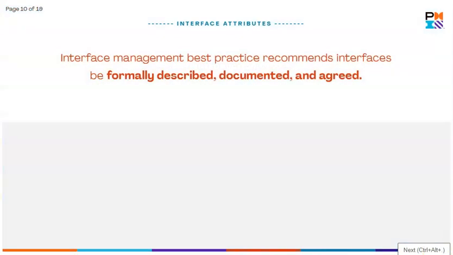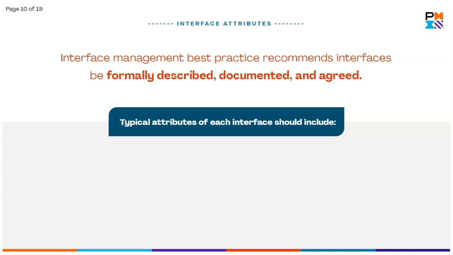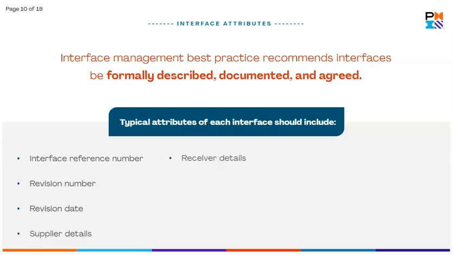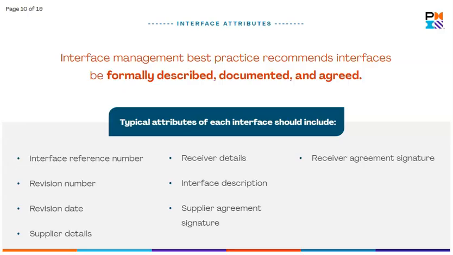Interface Management Best Practice recommends interfaces be formally described, documented, and agreed. Typical attributes of each interface should include unique interface number, revision number to be updated when changes are made to the interface description, revision date of the last revision, supplier and receiver details, interface description stating activities and dependencies, supplier and receiver signatures agreeing upon the required interface details, and lastly, final closure signatures from the supplier and receiver confirming the interface can be closed out.